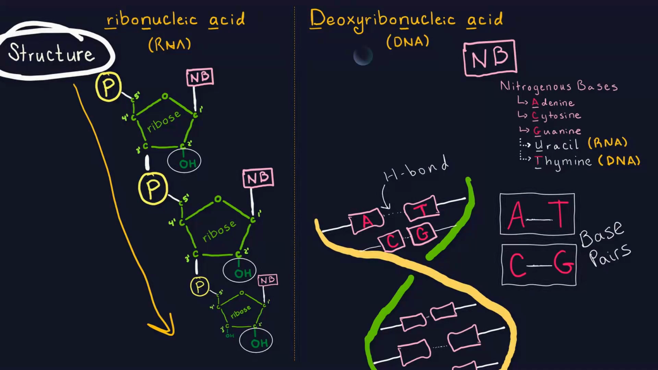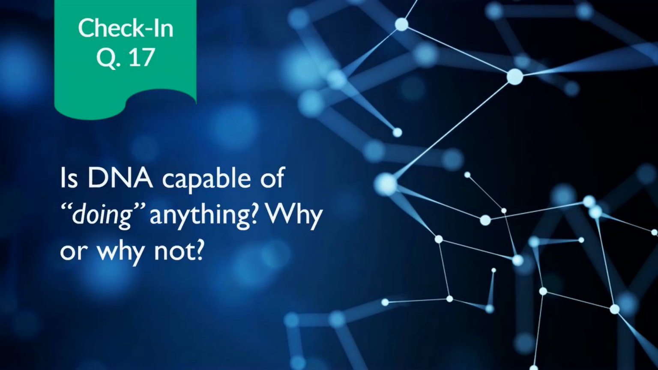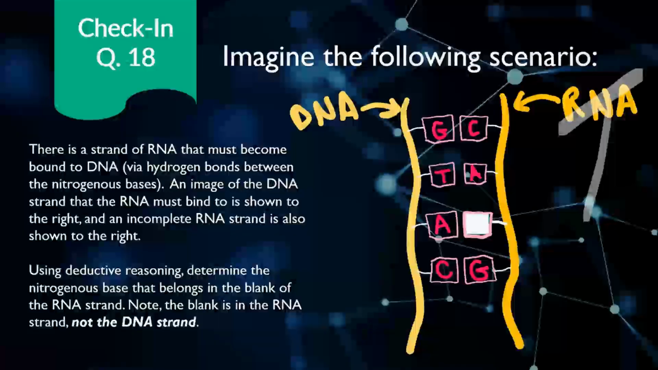So before we do a deep dive into the relationships between RNA and DNA, as well as the functions of RNA and DNA, let's have a brief check-in. Check-in number 16. Take careful note that this is number 16, so you should be filling out the response to number 16 on Canvas for this question. What is the main function of nucleic acids? Feel free to pause before moving on. Number 17. Is DNA capable of doing anything? Why or why not?